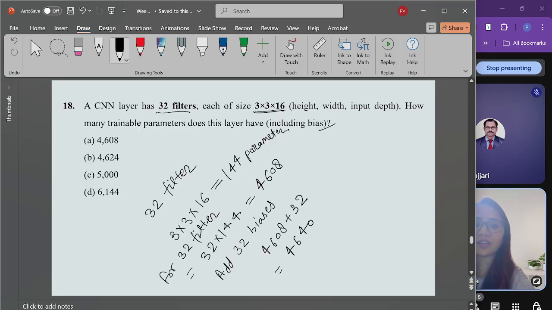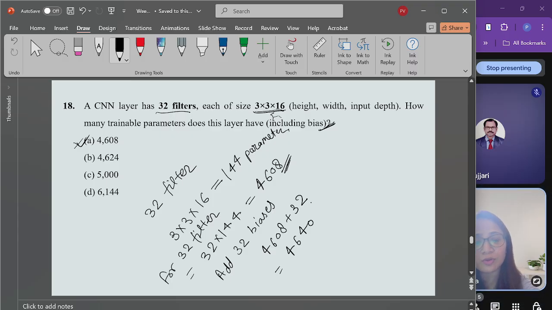So they have asked including bias here. Actually, no option is matching. If they said excluding bias, in that case option A is correct, but since it says including, no option is correct here. 4640 is the only correct answer. In this answer we didn't include the biases. But they have asked including bias, ma'am. Yes, they have asked including bias, but there is no option matching exactly with this.